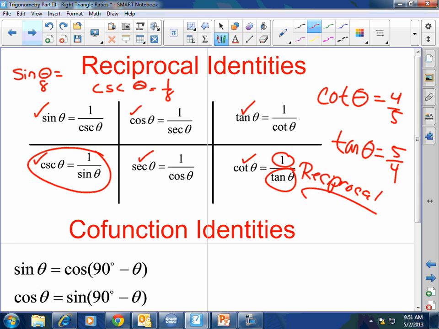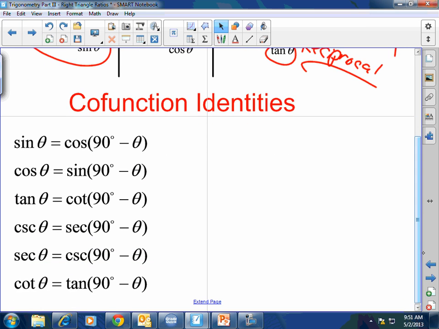Everyone with me? Okay. Now, last thing for today. And then we'll start working on this. Cofunctions. A cofunction, okay, remember how we learned complementary angles? Cofunctions are complementary angles. And the way it works is as such. If I have a sine of a particular theta, sine of whatever degree, that's going to equal the cosine of 90 degrees minus that theta.